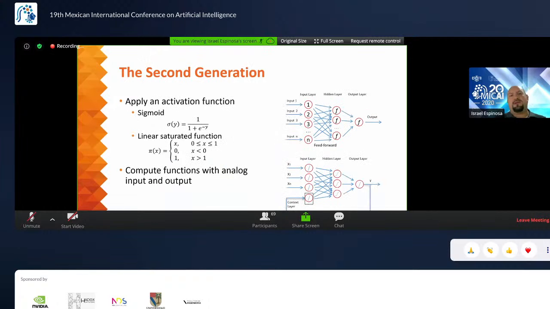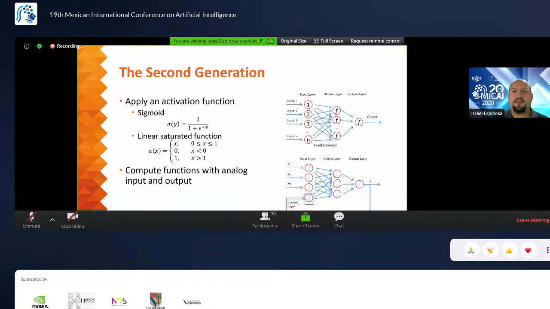The second generation is a little bit more complicated. Here the activation function is more complicated. We can use a sigmoid or a linear saturated function, and with this function we can compute analog input and analog output. Examples of this second generation are the recurrent neural network, or a feed-forward neural network.